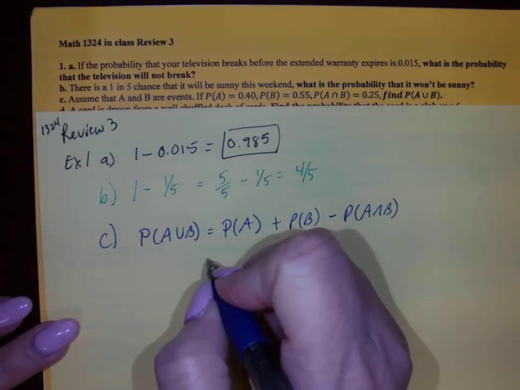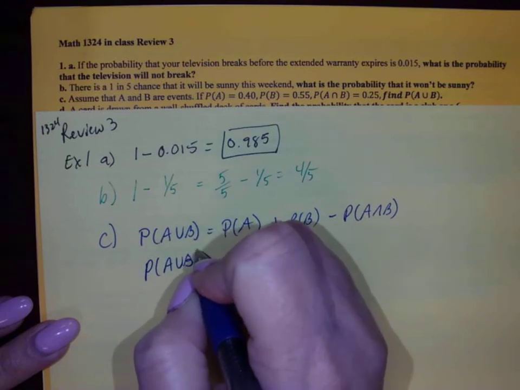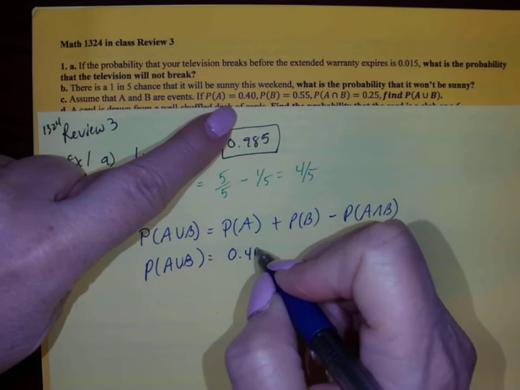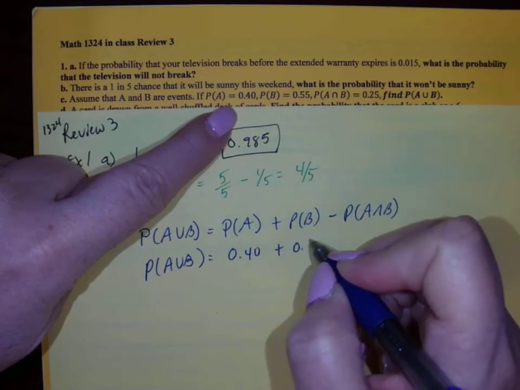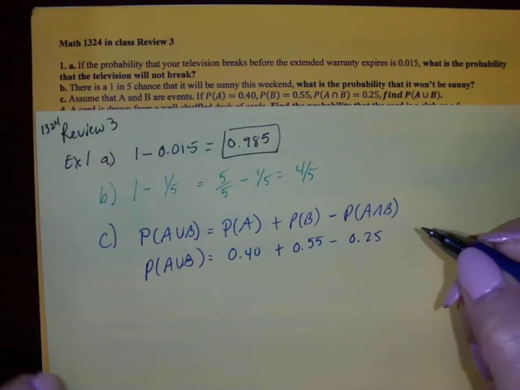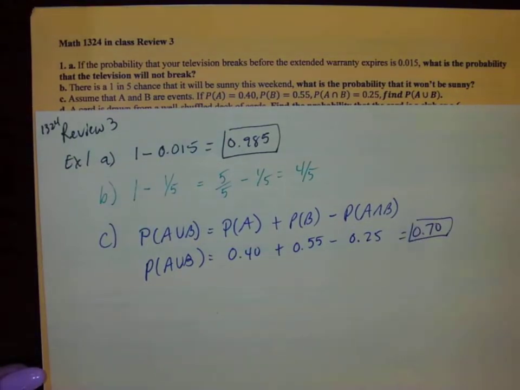All right, so in this case, the probability of the union of A and B, probability of A is 0.40, probability of B is 0.55, and the intersection is 0.25. And when we do the math, we get 0.70.